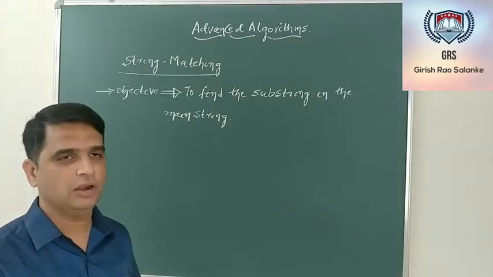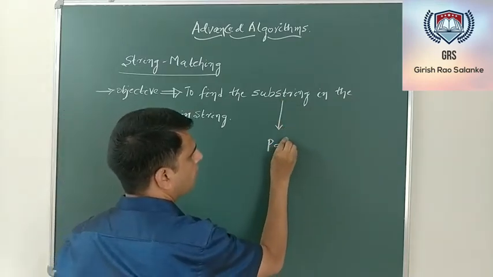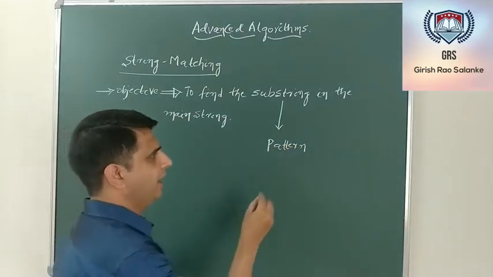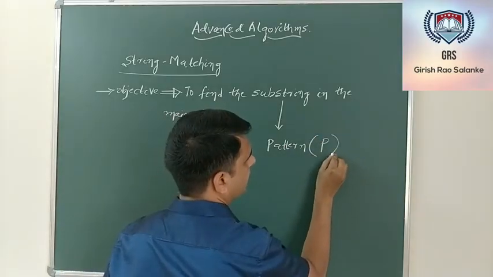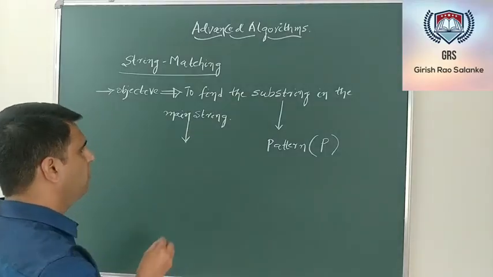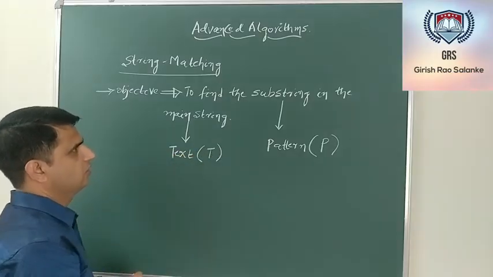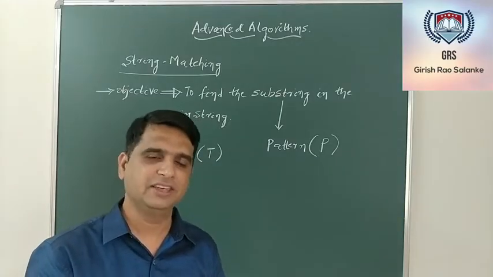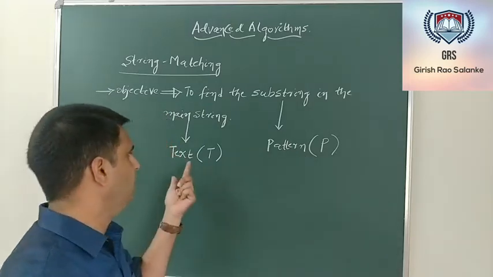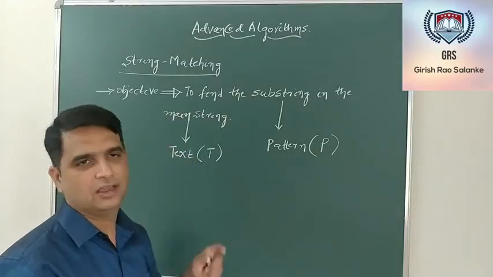And in case of a string matching algorithm, this substring is termed as pattern. Please note that the substring is termed as a pattern, and it is generally denoted with the character capital P. And the main string, in case of any string matching algorithm, we call it a text, which is denoted with T. So I can reframe the objective of any string matching algorithm: it is to find a pattern or patterns in a text, wherein pattern is denoted with P and my text is denoted with T.